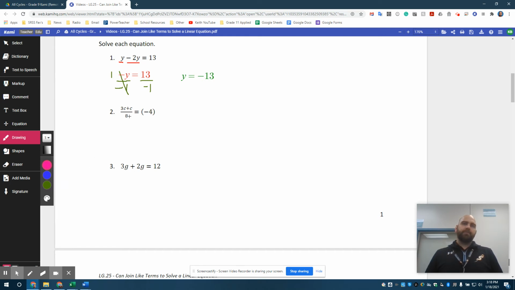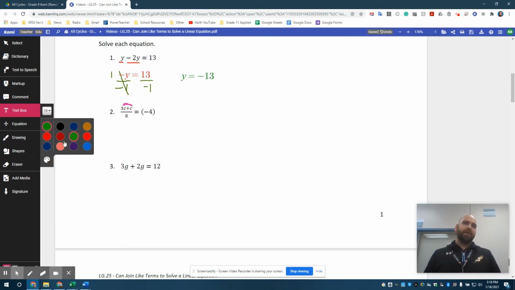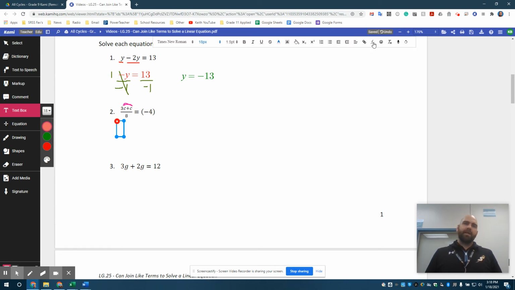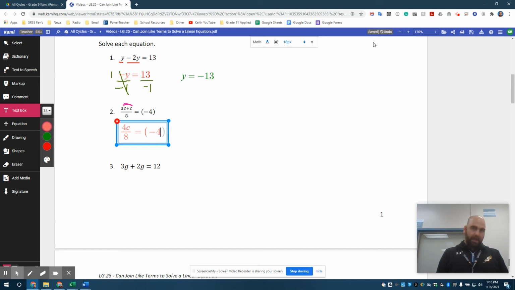All right, next one here. We have 3c and 1c, and they're on top here. Okay, they're on top, so that means that we actually have to combine them. So what we're going to do is we're going to combine these two together, and I'm actually going ahead a little bit here with what we might see later on. But when we combine them, there's going to be 4c over 8 is equal to negative 4.